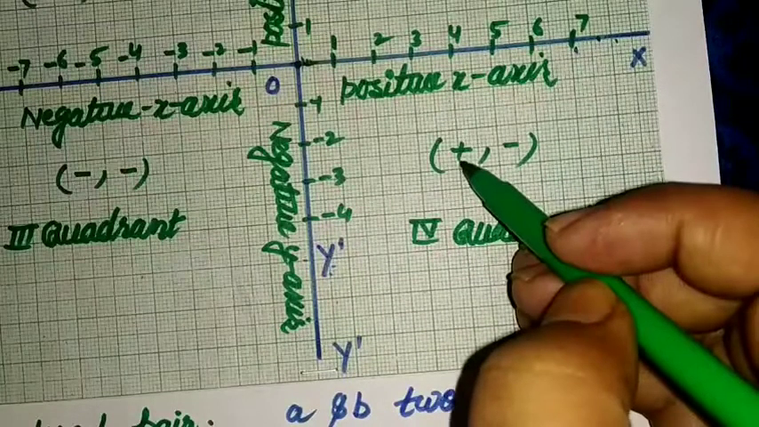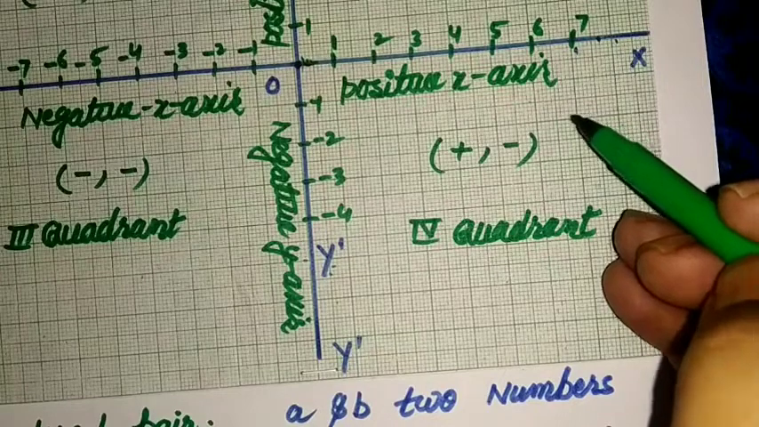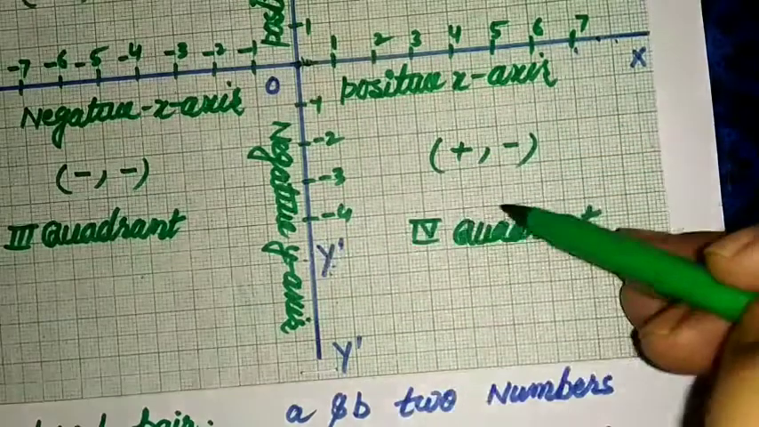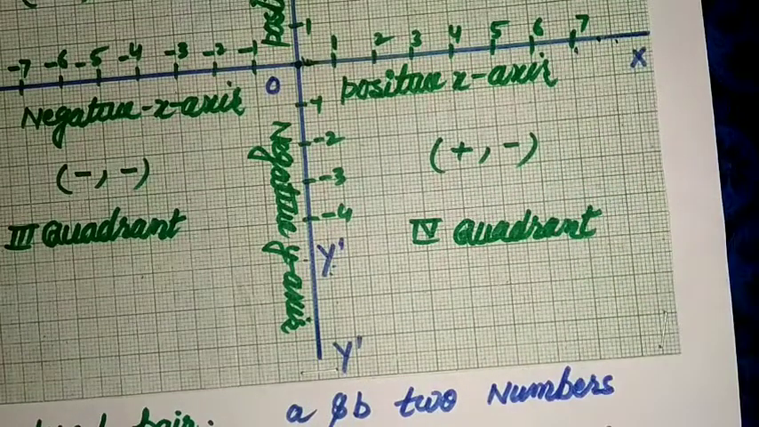The first point, abscissa, we count on the x axis, and the second point is the ordinate, we count on the y axis. So plus minus.